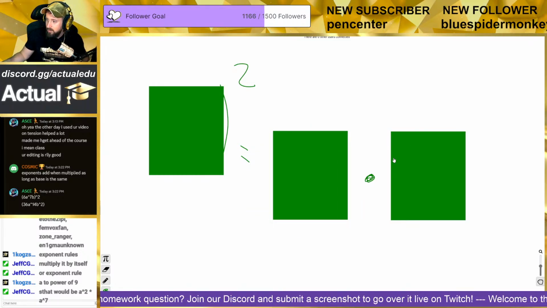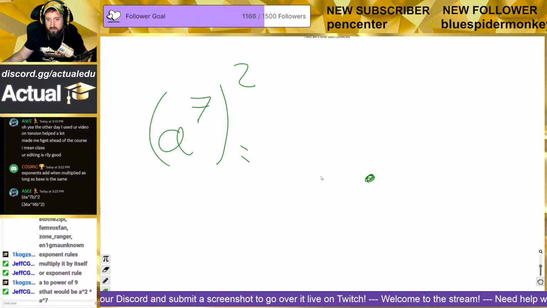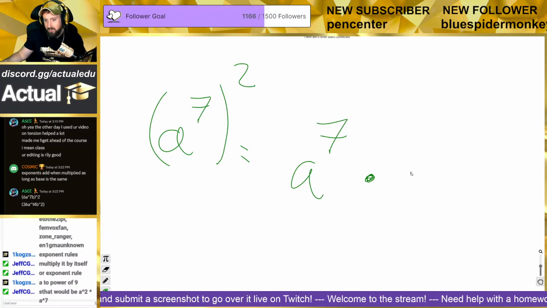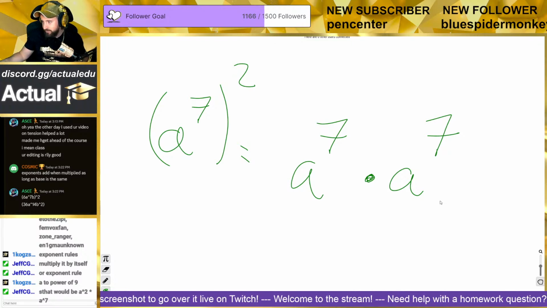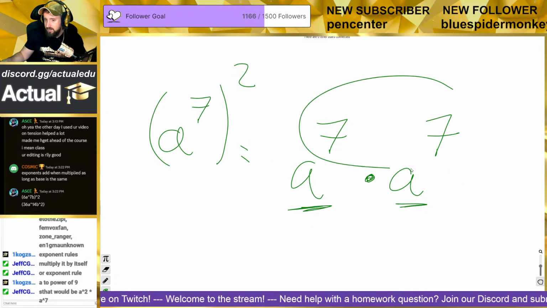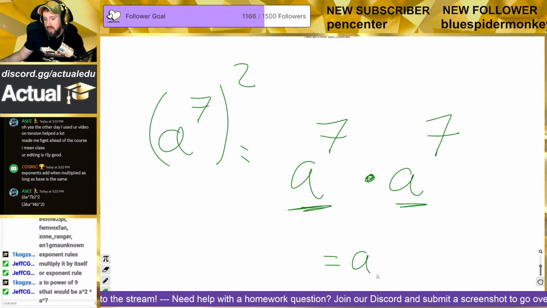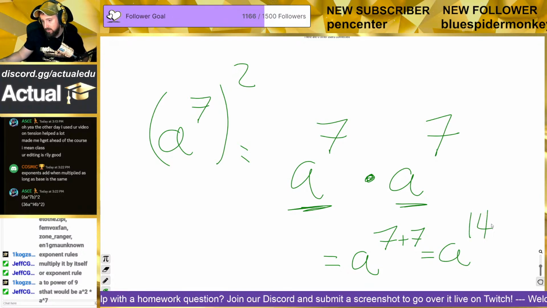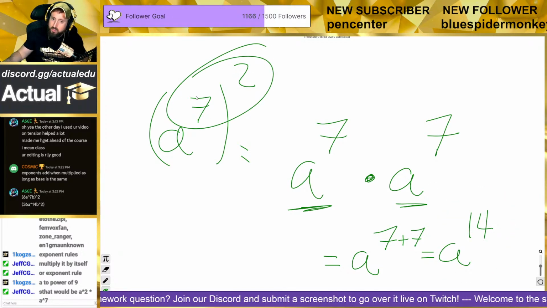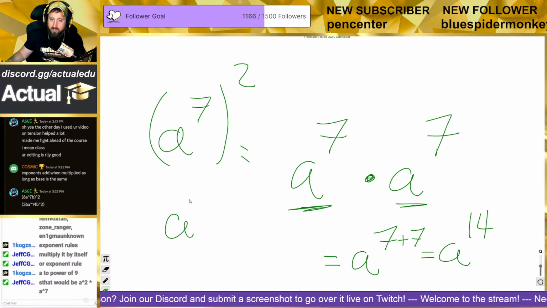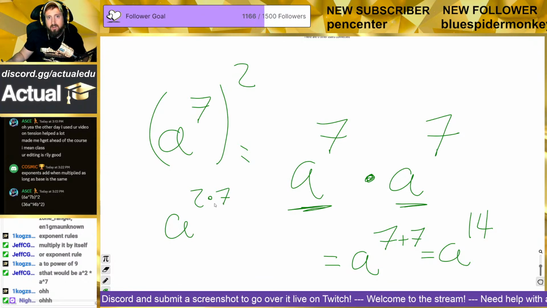Okay. So, in that case, that's a to the 7th times a to the 7th. Which here you should recognize, right? Same base being multiplied, different exponents. I'm going to add the exponents. So this becomes a to the 7 plus 7, which is equal to a to the 14th. Okay? And you see how that's a to the 2 times 7? See how this equals a to the 2 times 7? Yeah, that's why.